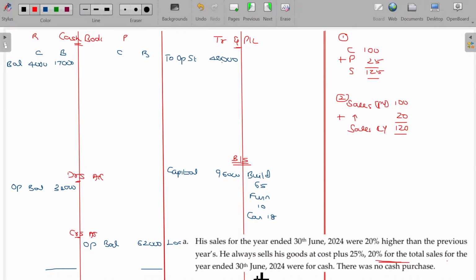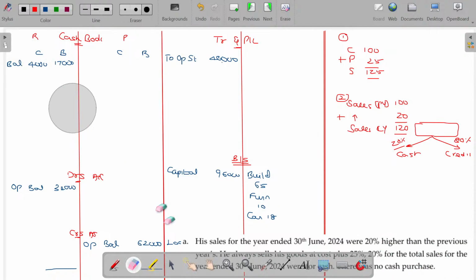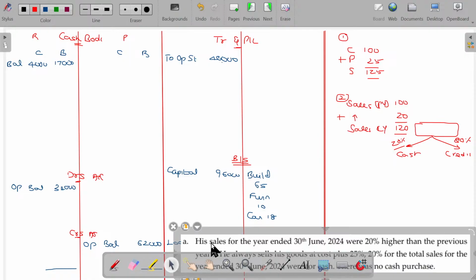20% of the total sales for the year ended on 30th June 2024 were in cash. Okay, whatever the sales you get, based on the previous year, 20% being cash sales. Balance 80% should be credit sales. Clear? No other information given in adjustment number 1.